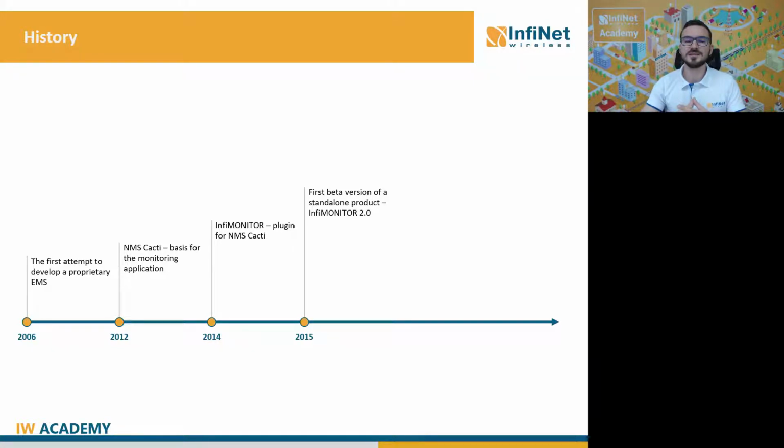2015 was a turning point for InfiMONITOR because we decided to give up Cacti and develop an independent product. The first version of the application was released in early 2016 and it was called InfiMONITOR 2016.1. Between 2016 and 2017, our developers, in conjunction with the company's customers, have been adding functionality and eliminating errors from InfiMONITOR.